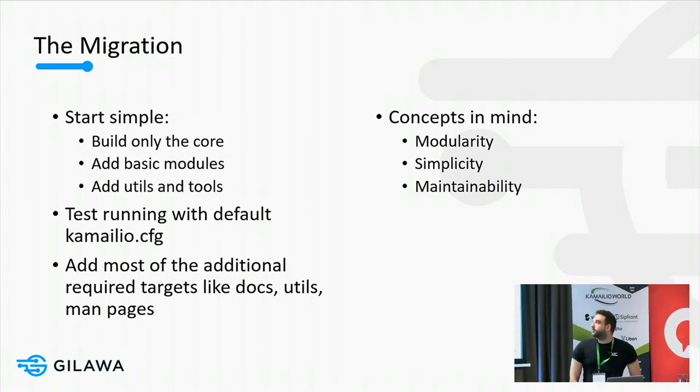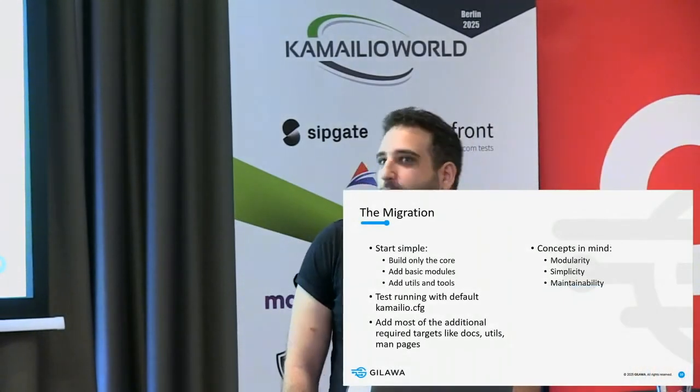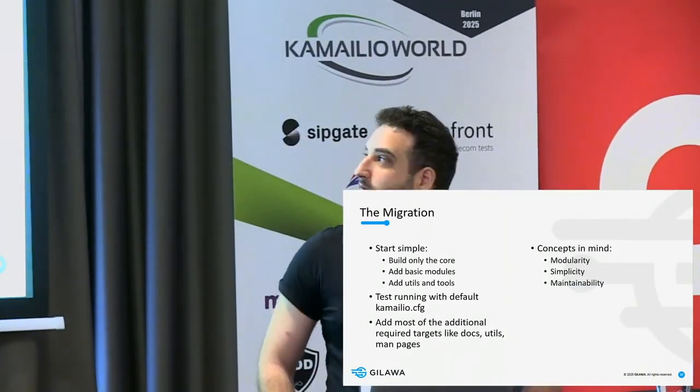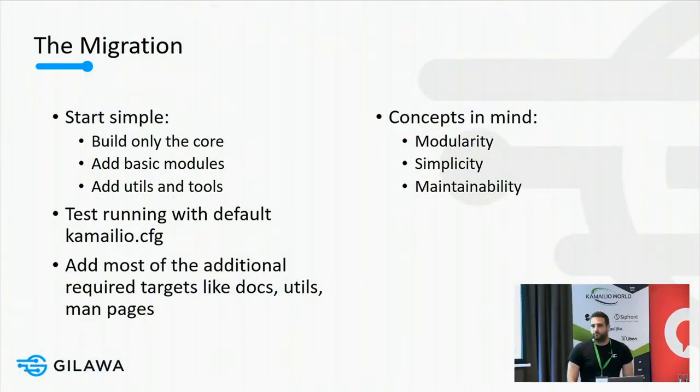After testing with the default config and seeing that all is good and running, we proceeded with adding the additional targets like documentation, utilities, DB schema generation, and man pages. While writing the migration, we had three concepts in mind: to be as modular as possible, with reusable components; simplicity, to not get into the state Make was in, try to keep it simple; and of course, to be more maintainable in the long run.